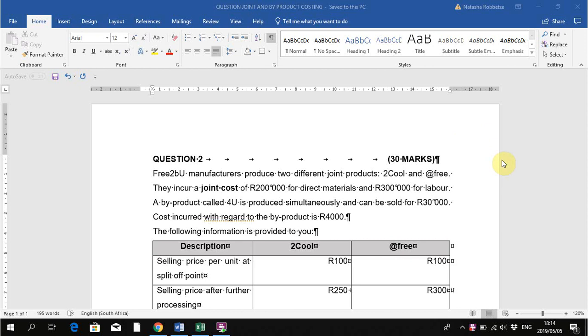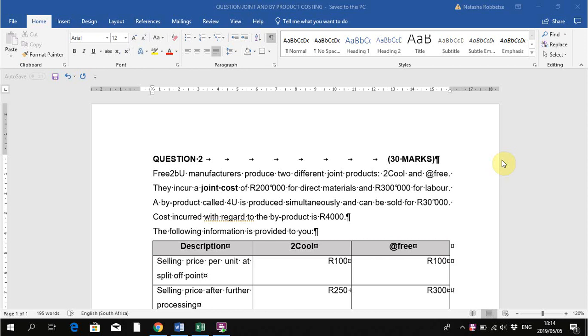So this is a question that I want us to look at with regards to joint and byproduct costing and doing the applicable calculations with regard to it. In joint and byproduct costing, it basically means that we have a number of products that we manufacture within the same process. So there is this point where we call the split off point, and after the split off point, the different joint products can further be processed into different products.